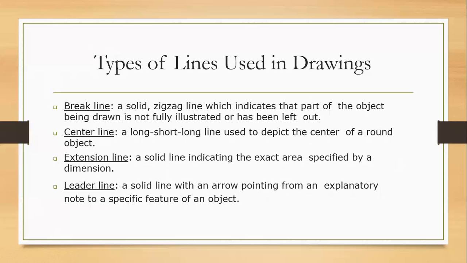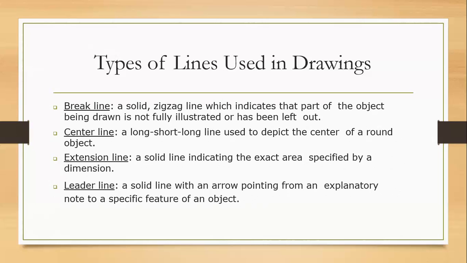Then we also have break lines. So this is a solid jagged line that indicates that part of the object being drawn is not fully illustrated, or it has been left out. For example, this could be used in instances where you could not get all the information. So that jagged line would be an indication of some level of uncertainty about the shape or the size of the feature.